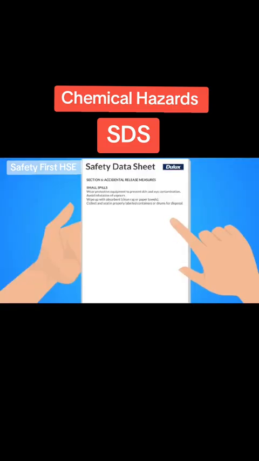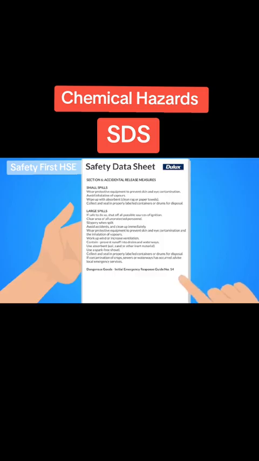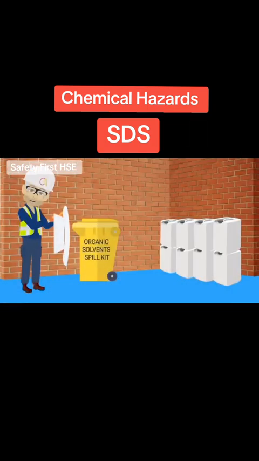Section 6 gives advice on how to handle a leak, spill, or accidental release of a substance. This information starts with tips on handling a small spill. Next, information on handling a large spill is provided, including the required PPE, equipment, and techniques. If handling large quantities, ensure a suitable spill kit is always on hand.